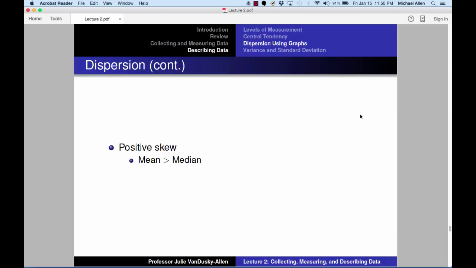A variable has a positive skew when the mean is greater than the median. This means that there are a handful of observations in the variable that take on extreme high values, and they are dragging the mean in a positive direction away from the median.